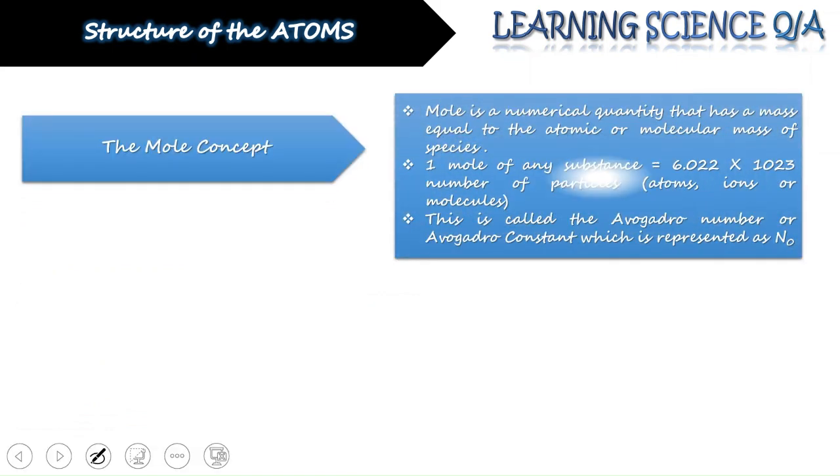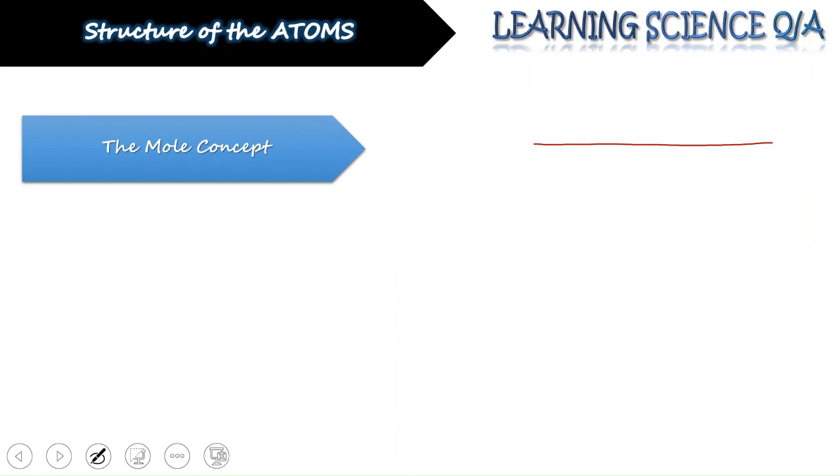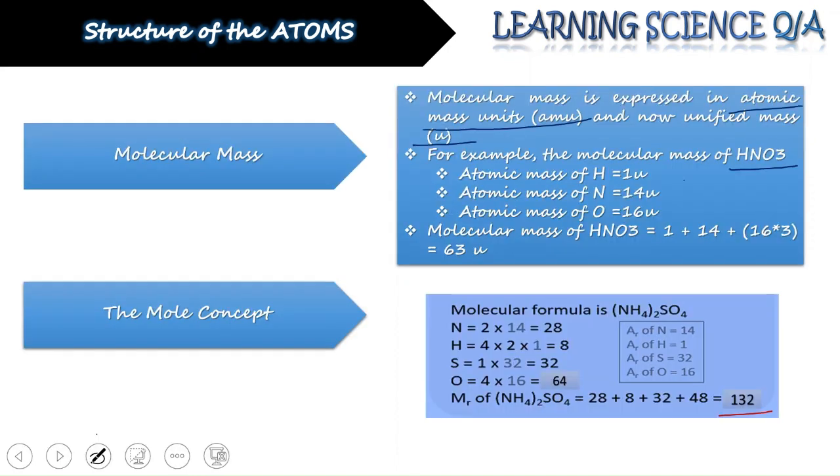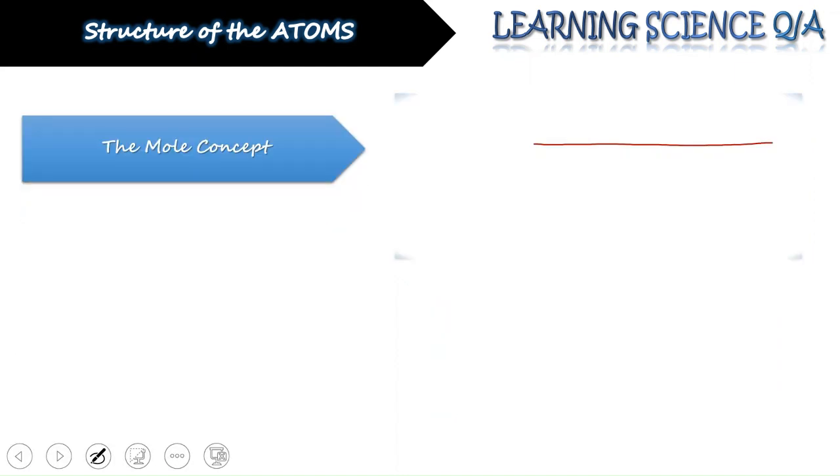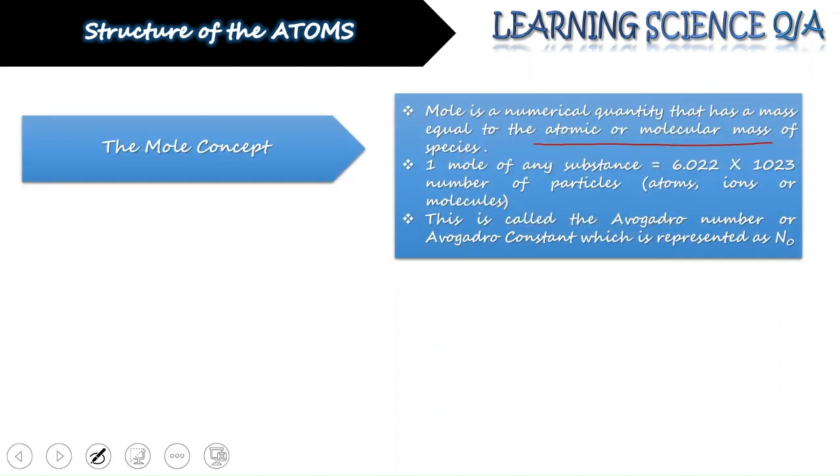Let's understand it more clearly. Mole is a numerical quantity that has a mass equal to the atomic or the molecular mass of the species. Now, 1 mole of HNO3 will have 63 units of HNO3. In a similar way, 1 mole of (NH4)2SO4 will have 132 units of ammonium sulfate. So this is the way we represent the mole of any compound. So it is a numerical quantity.